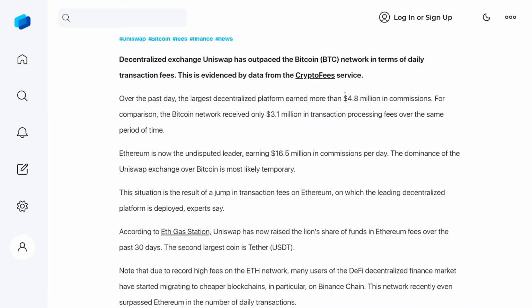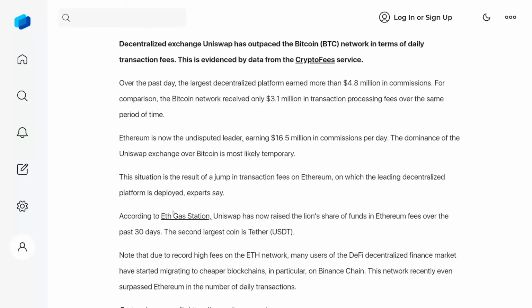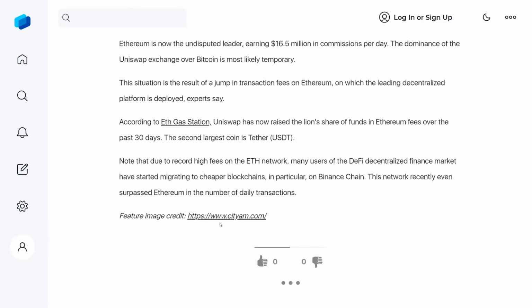However, it's probably gonna come down a little bit from this 4.8 million, mainly because it was caused by a jump in transaction fees on Ethereum, which are still incredibly high, and we all want Ethereum 2.0 to finally be released after all those delays. Please, that would be great for everyone.